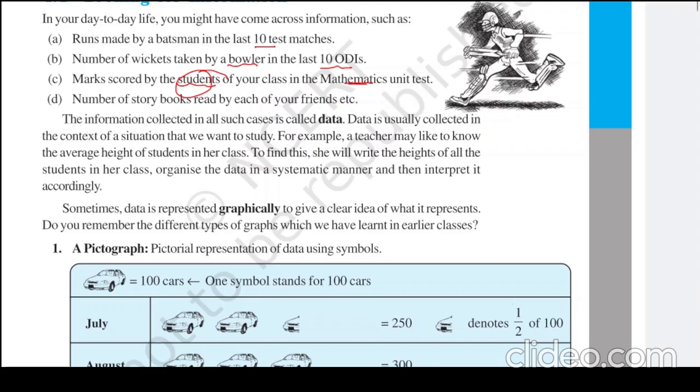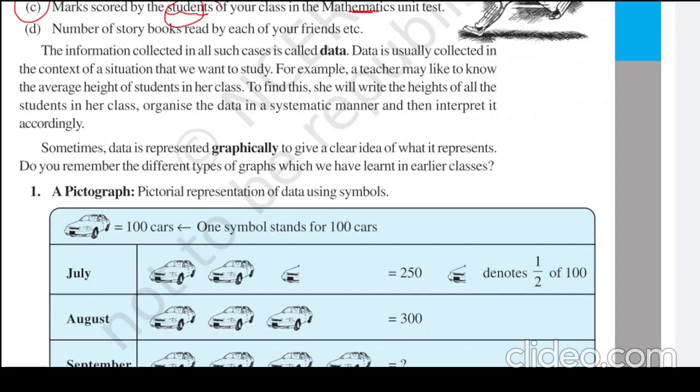Similarly, the number of story books read by each of your friends. So from a set of data, we are trying to deduce some other information, in the sense that we are trying to get some conclusion out of that data. Information collected in such cases is called data. Data is usually collected in the context of a situation that we want to study. So what we have collected, the information, is basically data.